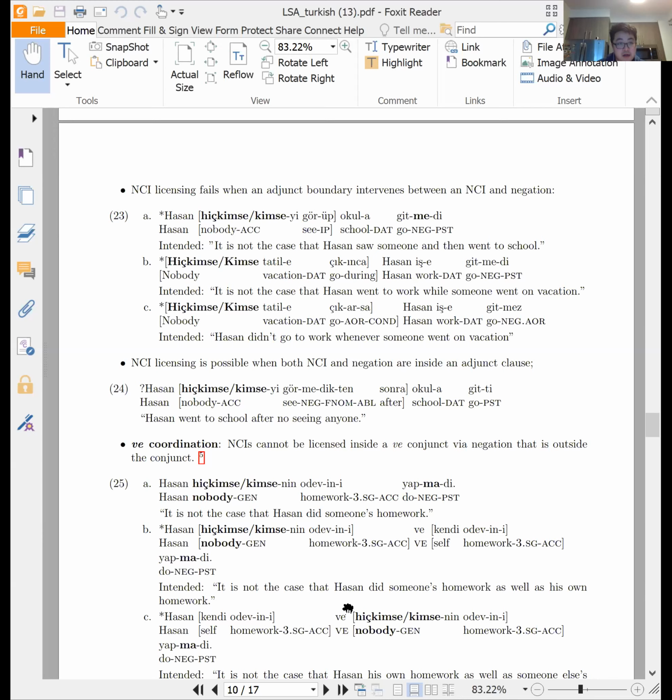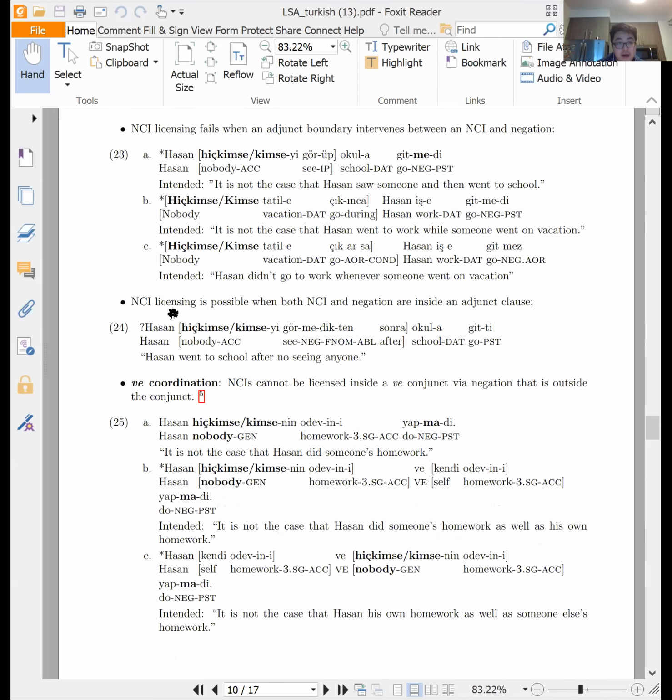But let's focus on Vape now. With the fact that adjunct clauses block NCI licensing in mind, before we look at Vape coordination, there's another caveat. People may think that 23 A, B, and C are ungrammatical simply because NCIs cannot exist in adjunct clauses, but that's not the case. In 24, we see that an NCI can still be licensed inside an adjunct as long as the negation is also inside the adjunct.